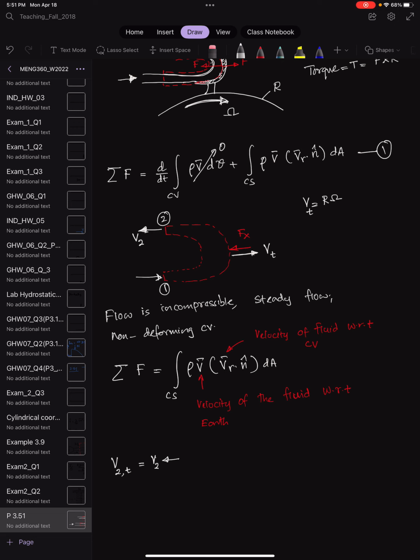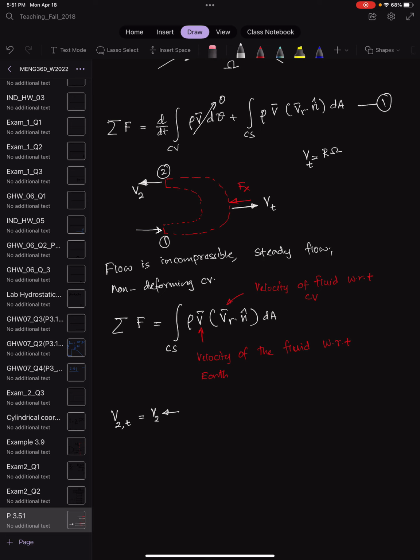Direction is important. The velocity at 1 with respect to Earth is equal to the jet velocity, because the jet velocity is given with respect to Earth, Vj, which is in this direction. And we also know that the velocity of the turbine with respect to Earth is Vt, which is also equal to r omega, also in this direction.